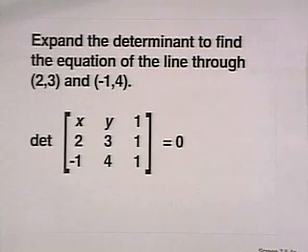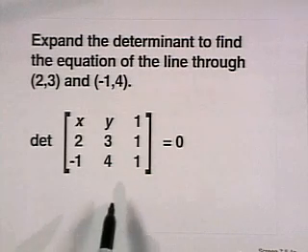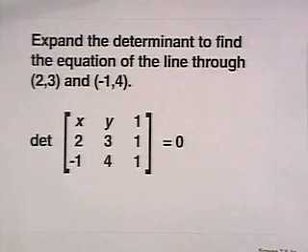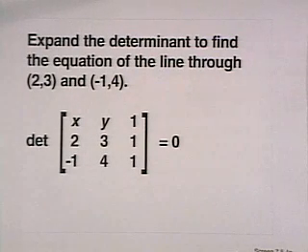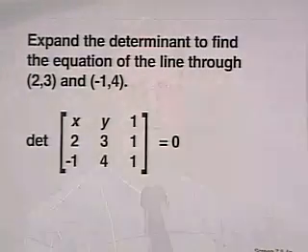So turn off the tape, solve the determinant by minors to find the equation of the line passing through 2, 3, and negative 1, 4. When you're done, turn the tape back on. How did you do? Do you know what the equation of the line is? Let's see.